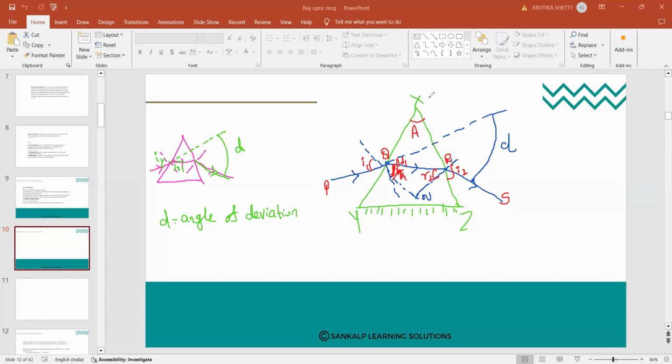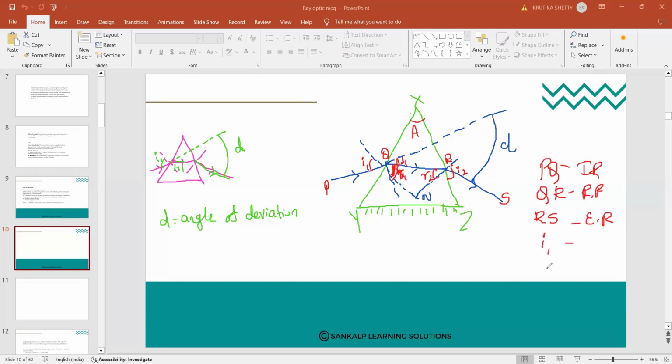Yes. See students, the figure for the prism formula derivation. What we have taken here is a prism XYZ. Then after that we have taken the incident ray PQ. So what do we have? We have a prism. In the prism, PQ is the incident ray, QR is the refracted ray, and RS is the emergent ray.